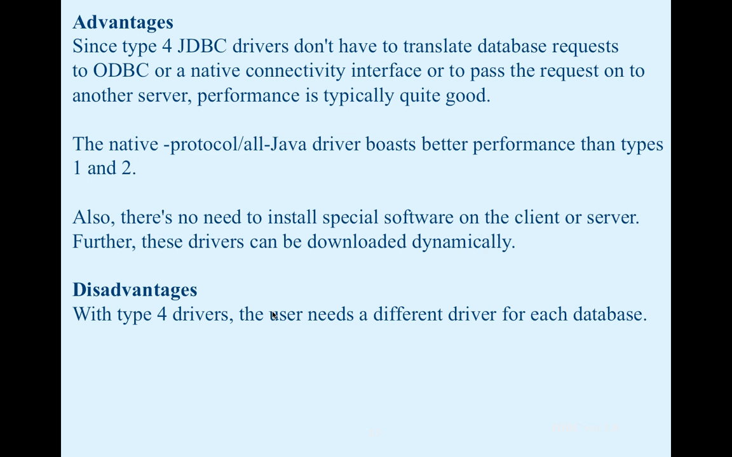Advantage: since type 4 JDBC drivers don't have to translate database requests to ODBC or native interfaces to pass the request onto another server, performance is typically quite good. The native protocol all Java driver boasts better performance than type 1 and type 2. Also, there is no need to install special software on the client machine. Further, these drivers can be downloaded dynamically, automatically also. With type 4 drivers, the user needs a different driver for each database. But given the headache of maintenance and all that, I think this is far easier. Java guys can download any jar and put it in the classpath. They don't complain about it, at least if they adapt to Java, right?